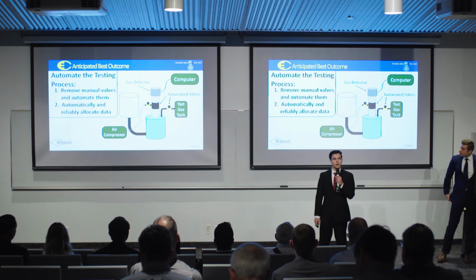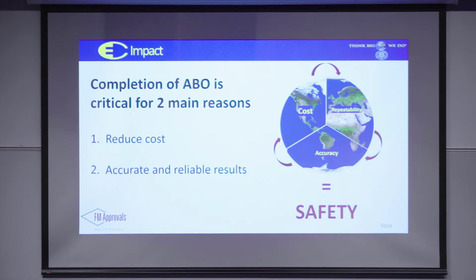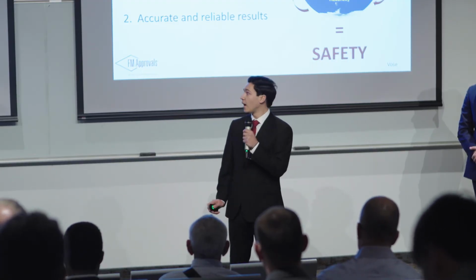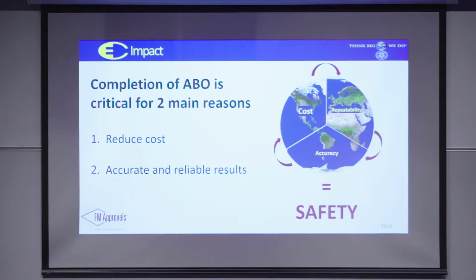FM Approvals would like to automate their current test apparatus for two main reasons. The first reason being to reduce the cost. This is done by reducing the need of 2 employees conducting the test down to 1. The second is to produce reliable and accurate results. Automating the test apparatus will take the factor of human error out of the equation.